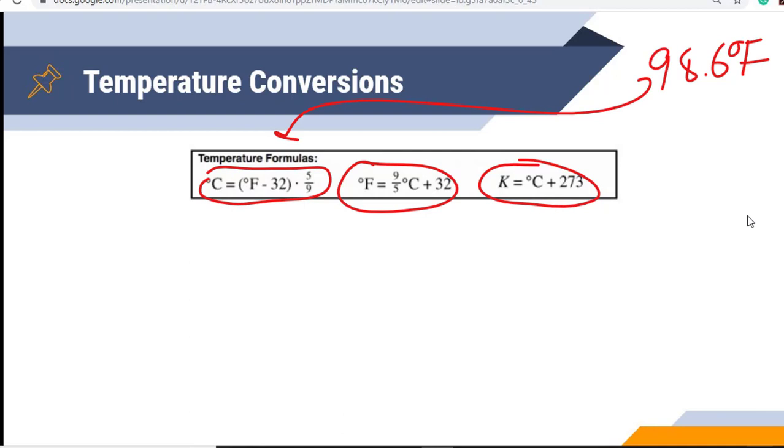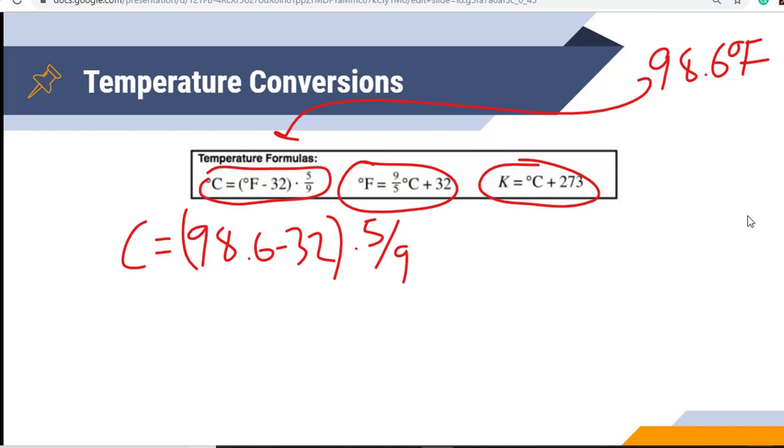So all we do is we just plug in our formula and solve. So 98.6 minus 32. And we're going to multiply that by 5 over 9. And as a result, we will get our temperature. So 98.6 minus 32 times 5 divided by 9. So in Celsius, human body temperature is 37 degrees.